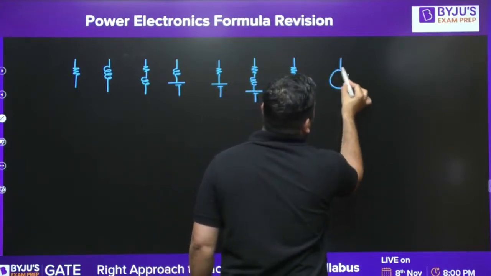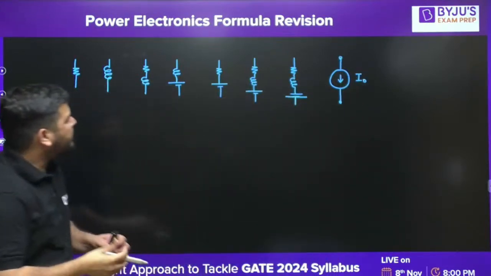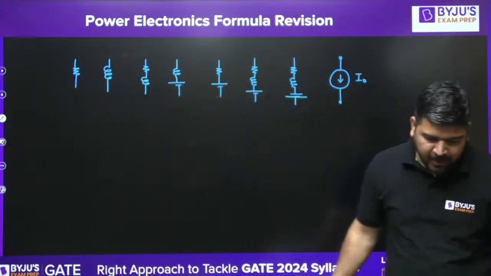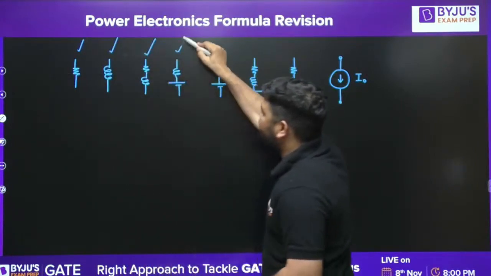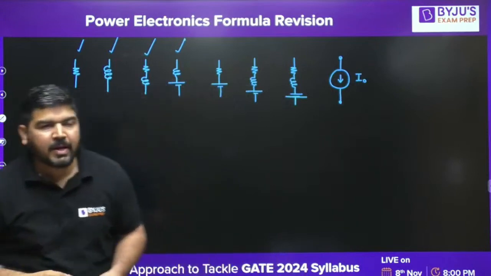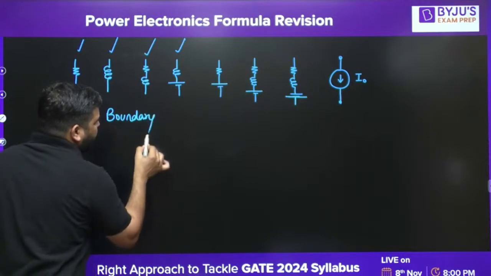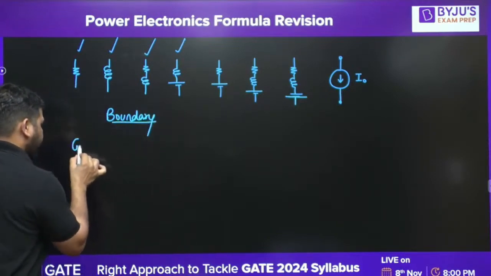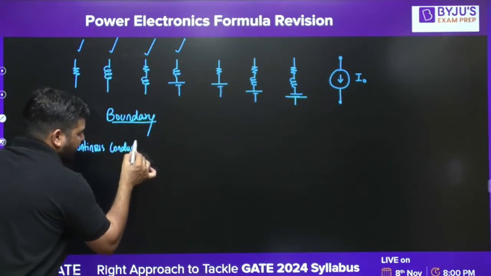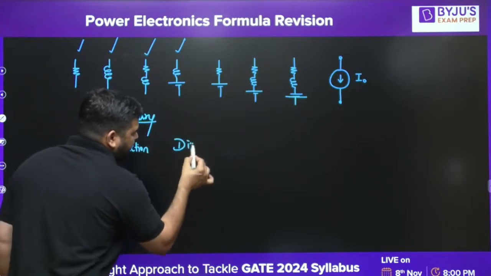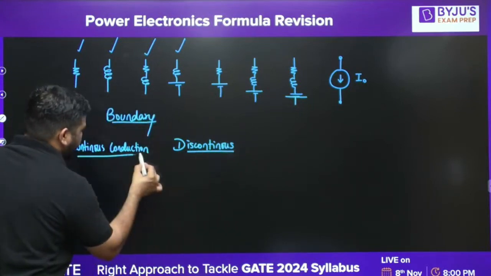And there is current source, constant current source. I mean there are so many situations. These types of loads are possible. You have to understand every one. If the load is R load, what will happen? If the load is L load, if the load is RL load, in every situation there is a boundary between continuous conduction and discontinuous conduction.